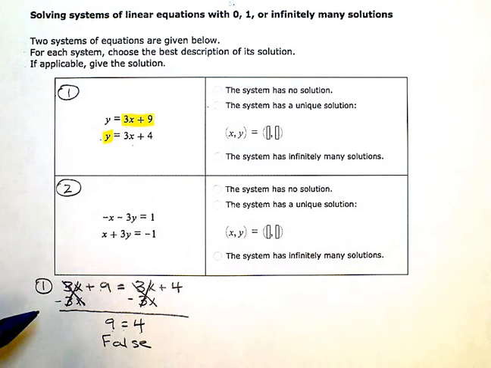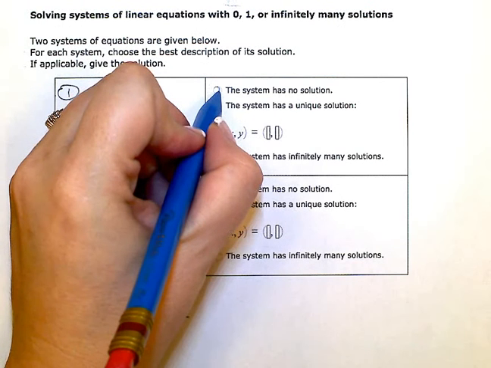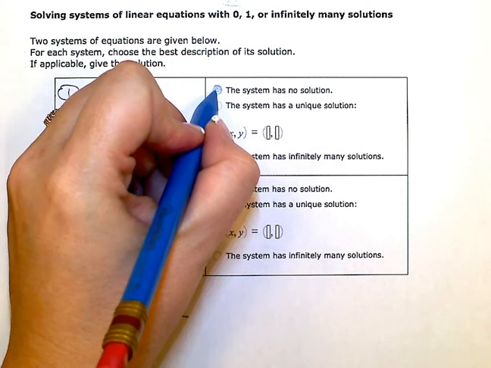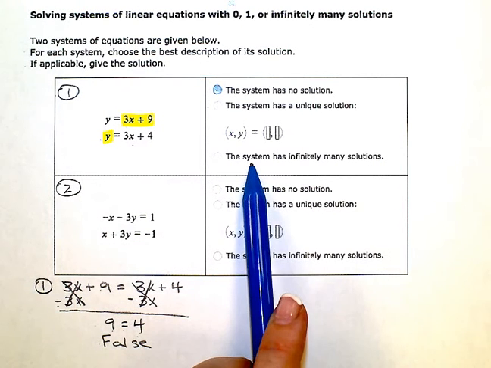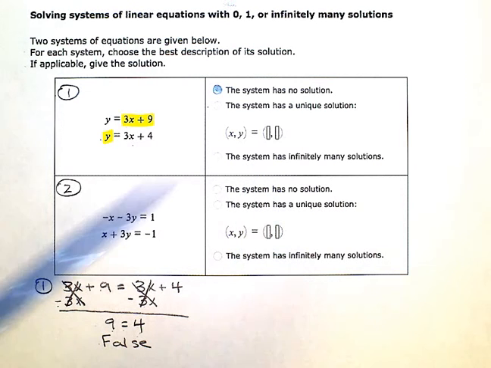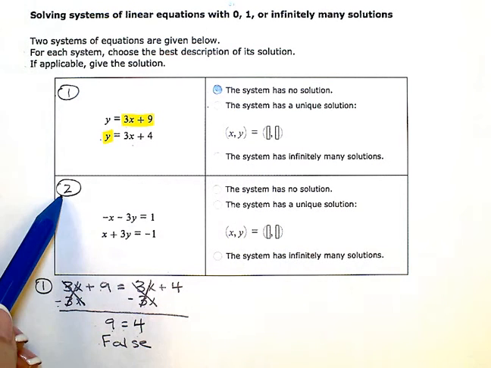So since all my variables dropped out and I'm left with a false statement, I'm going to mark that the system has no solution here. Now, if all my variables had dropped out and I had been left with a true statement, such as 9 equals 9, just for instance, then I would have marked the system has infinitely many solutions. Now, let's go on to example 2.